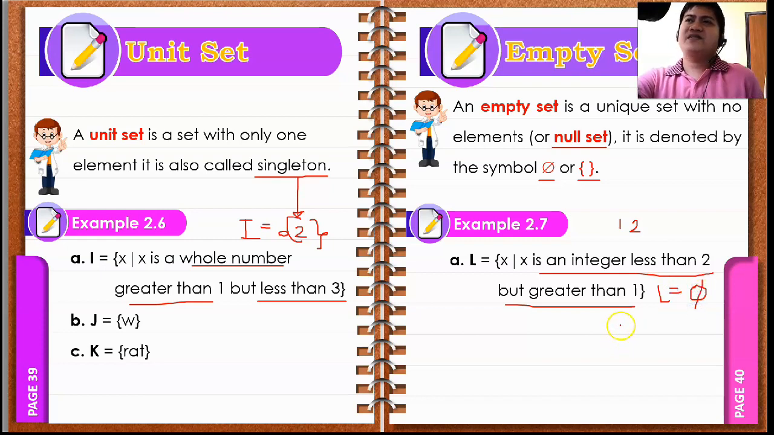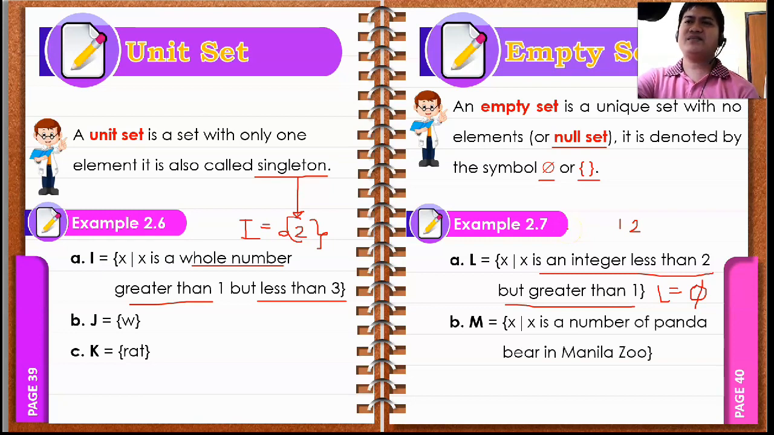So therefore, there is no such integer that exists which is greater than 1 but less than 2. Therefore, this is an example of an empty set. Another example is the set M, equal to the set of all x such that x is the number of panda bears in Manila Zoo. And we all know that there are no panda bears in Manila Zoo. So that is why set M is empty.